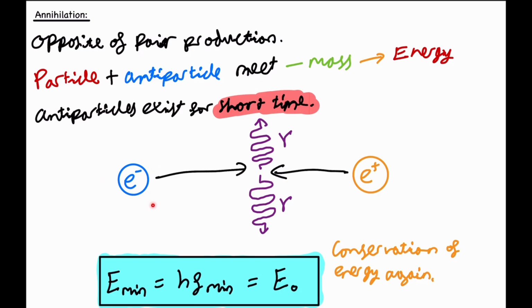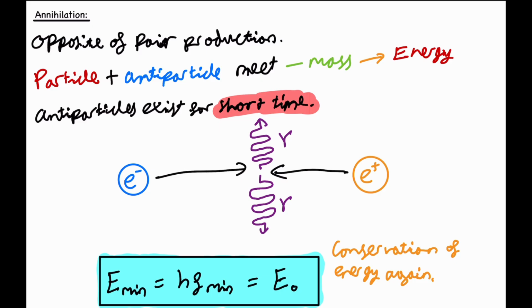So when an electron, which is very common, and a positron, which is not that common, meet, they produce 2 gamma rays like this. This is why antiparticles exist for a very short time: they will meet a very common electron, which you can find anywhere basically, and they will annihilate and create gamma ray photons.